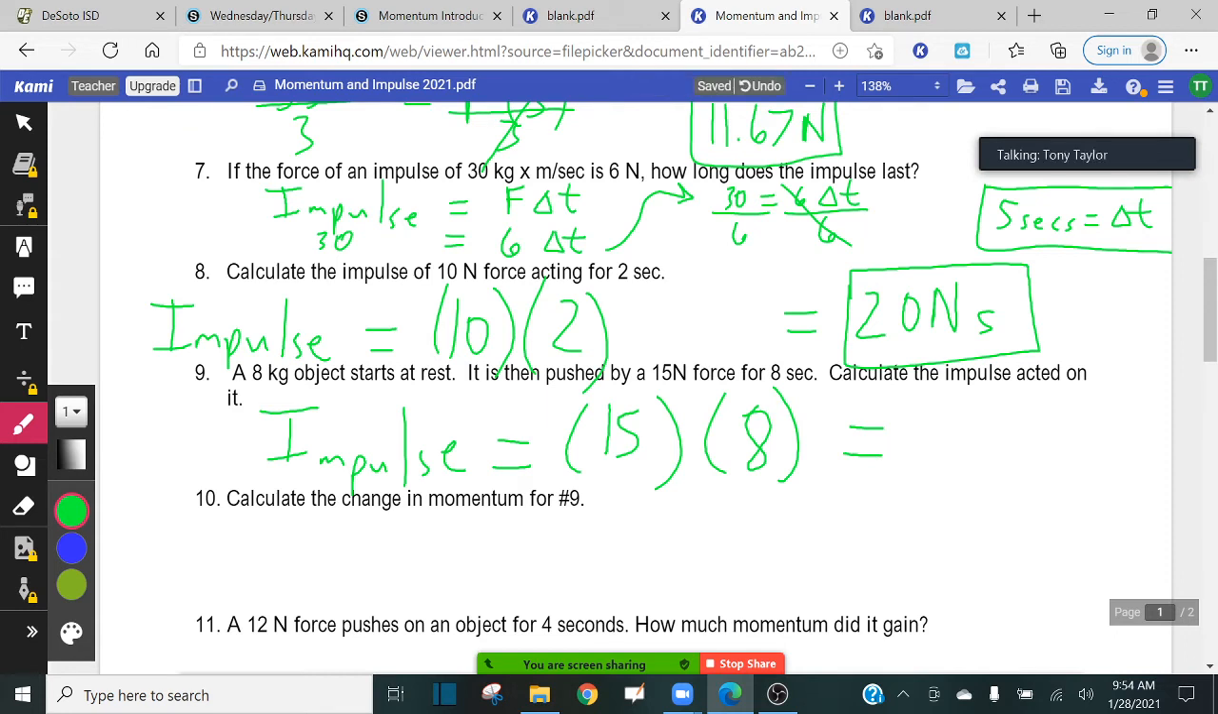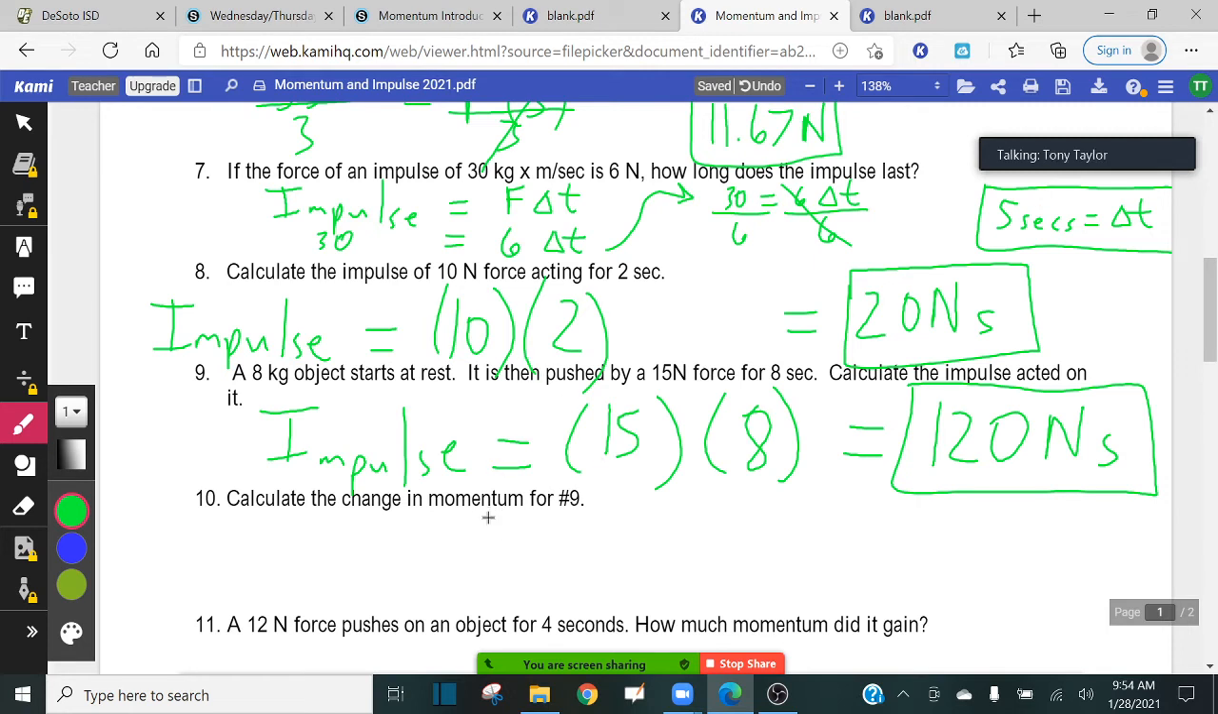When I do that, I get 120 Newton seconds for the magnitude of my impulse. Okay. Now, look at number 10. Number 10 says, calculate the change in momentum for number 9.